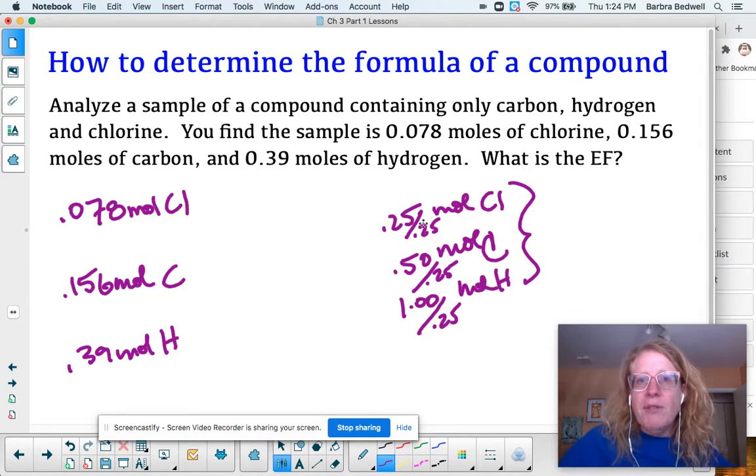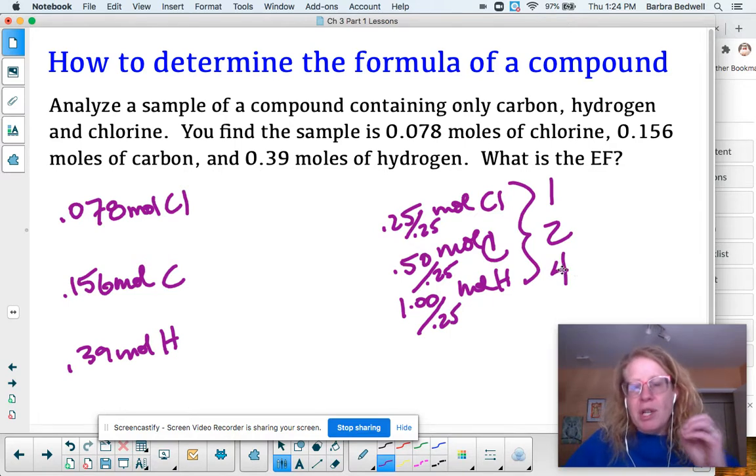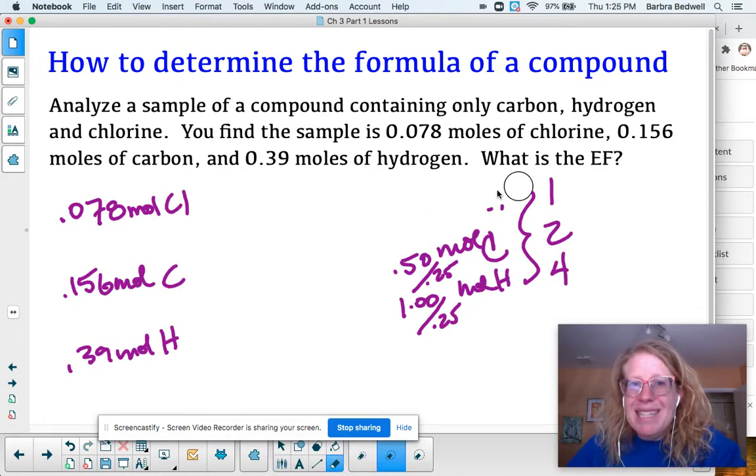So 0.25 divided by 0.25 is 1. 0.5 divided by 0.25 is 2. And 1.00 divided by 0.25 is 4. And we can get our ratio really easily by this simple mathematical trick. So here's what it's going to be with numbers where it's a lot harder to see what they are. But it's the same basic math.